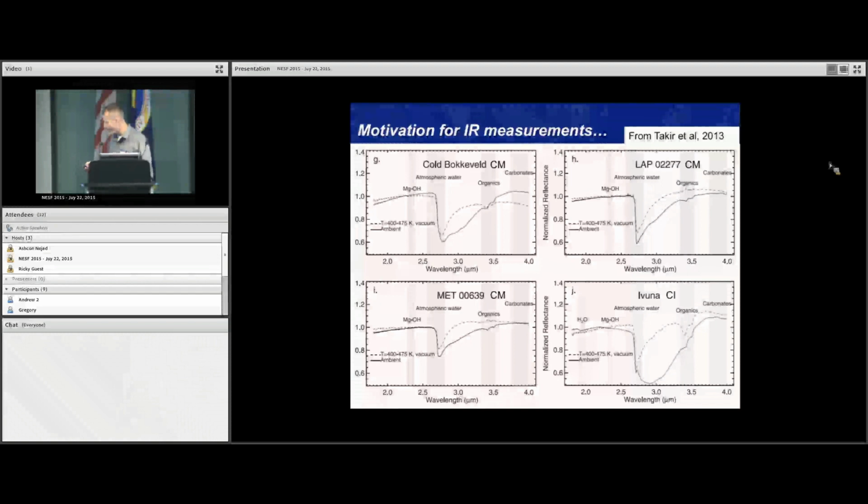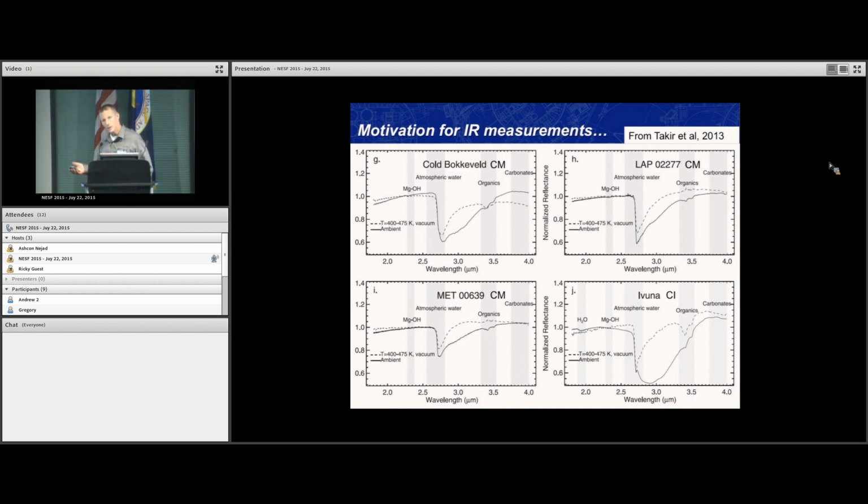In this case, we're looking at adsorbed water. These are spectra from Takir et al. 2013, taken with our laboratory facility, comparing materials under ambient conditions. That means terrestrial conditions, exposed to Earth's atmosphere. And then after baking out and removing some of the adsorbed water, you can see the 3 micron band goes away to some extent.